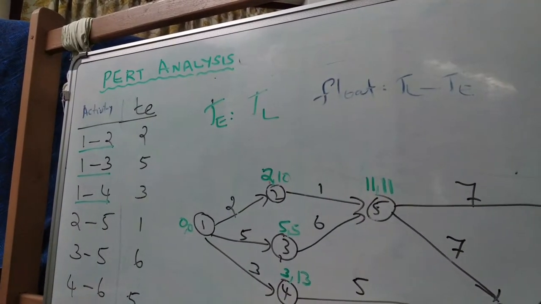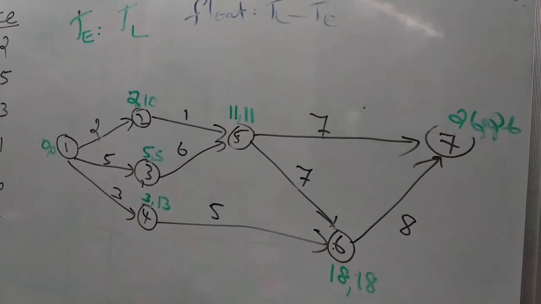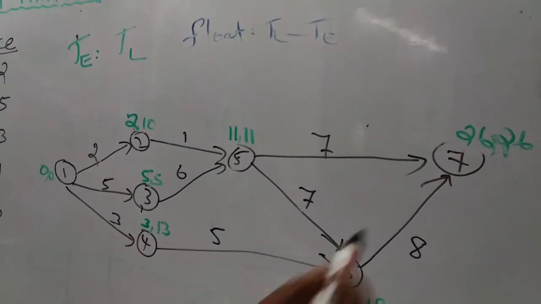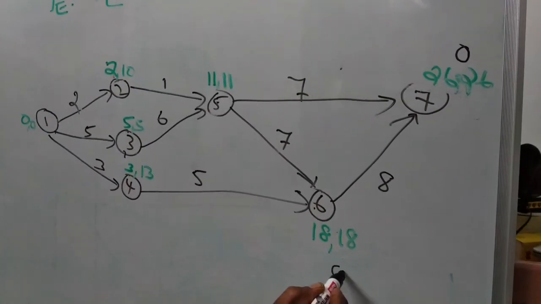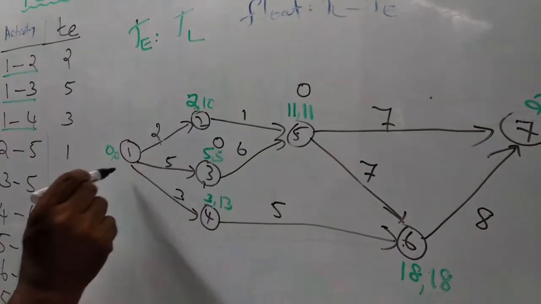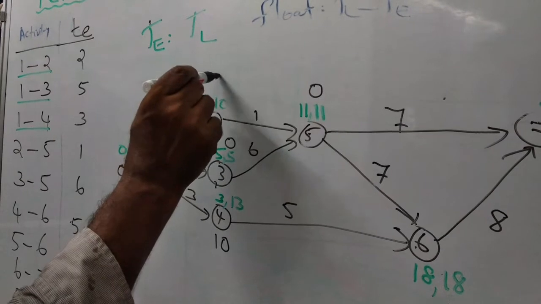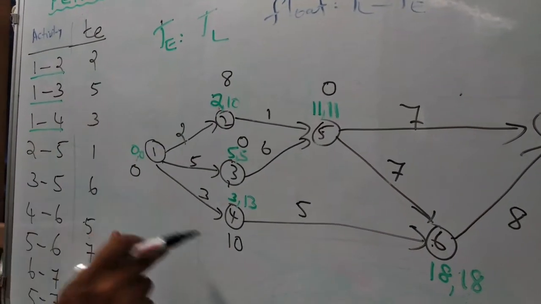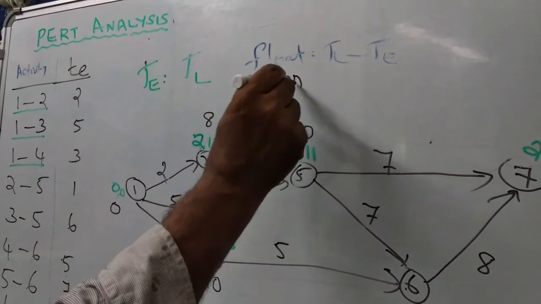For each activity, we can calculate the float. Here it is 0, 0, 0, 0, 0, 0. Here it is 10. Here it is 8. These values give the element of float, F-L-O-A-T, float.